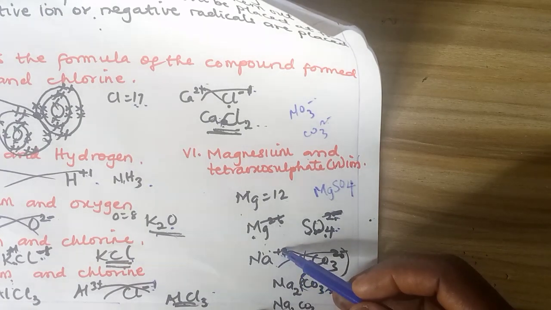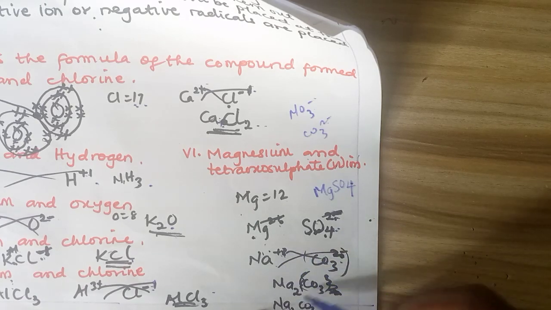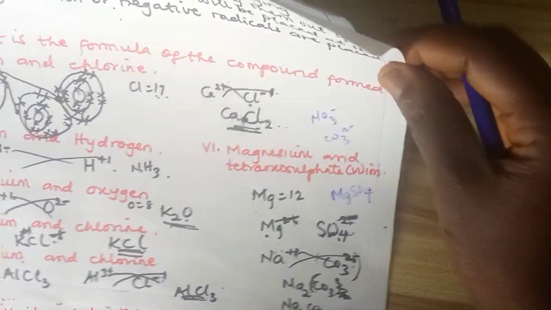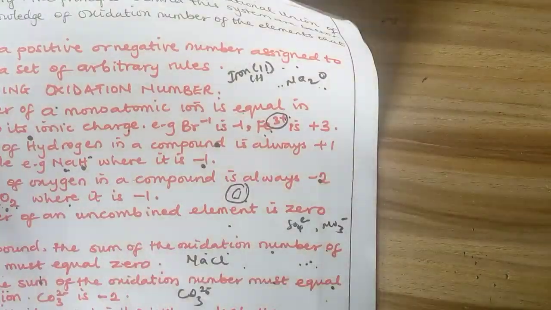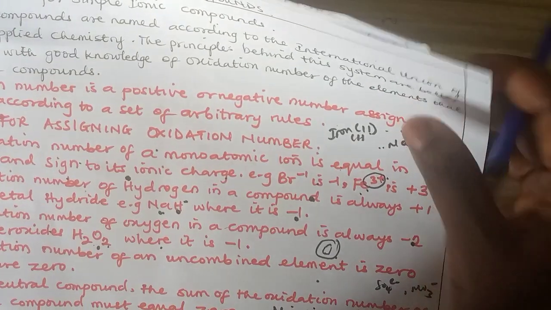And the last one here, in case you have a monovalent element, where sodium is carrying +1 because it's 11, 2, 8, 1, giving out 1, that's +1. While CO3 is another radical that carries -2, you exchange it to have Na2CO3.